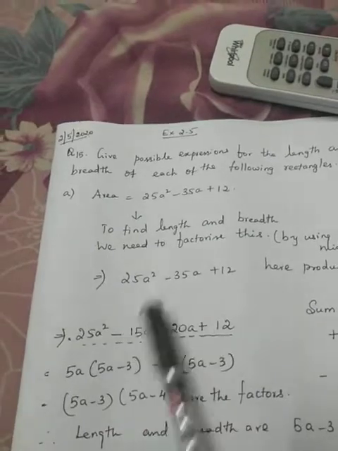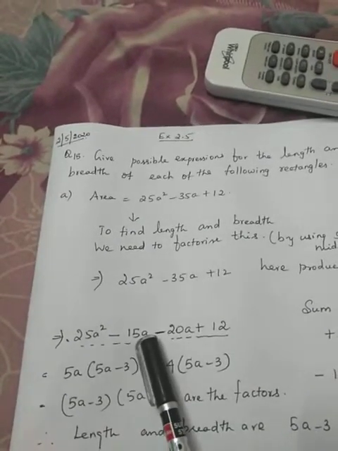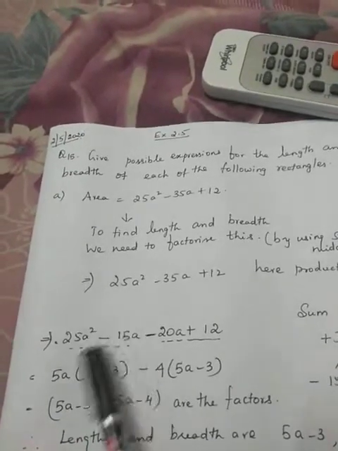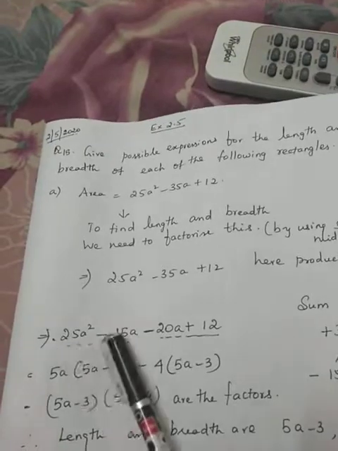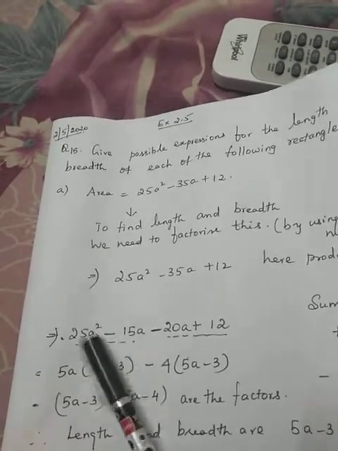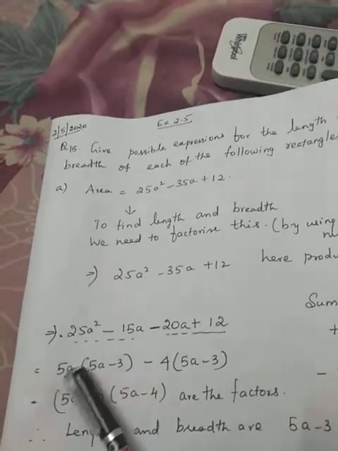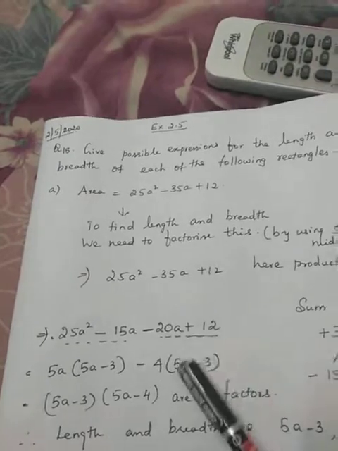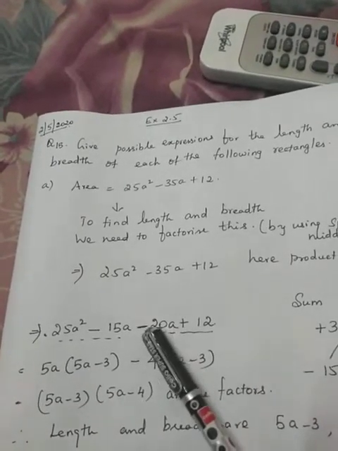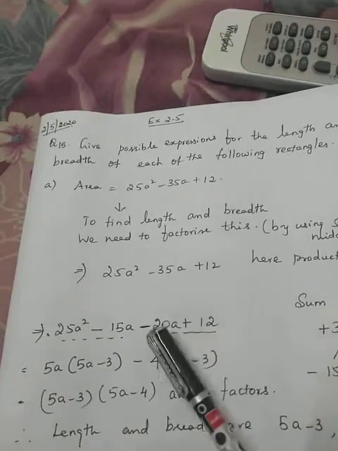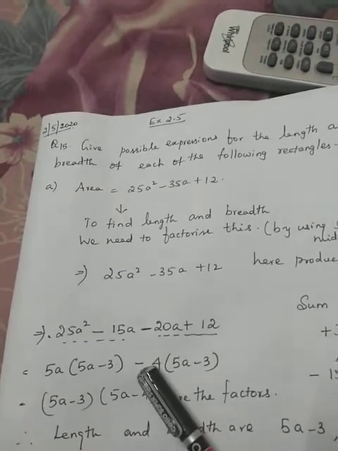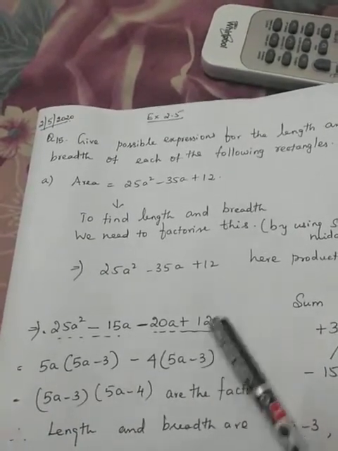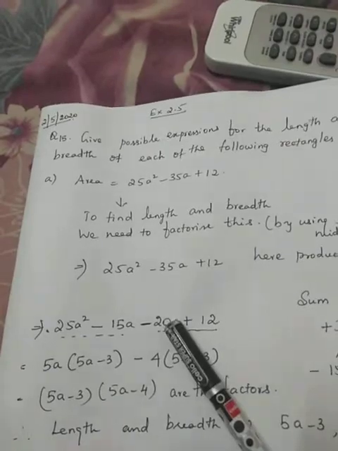So 25a squared minus 35a can be written as 25a squared minus 15a minus 20a plus 12. Now group these two together and these two together, and take the common term outside, which is 5a. When you take 5a outside, this becomes 5a minus 3. Similarly, take minus 4 outside: minus 4 into 5a minus 3. Minus 4 into minus 3 is plus 12, and minus 4 into 5a is minus 20a.